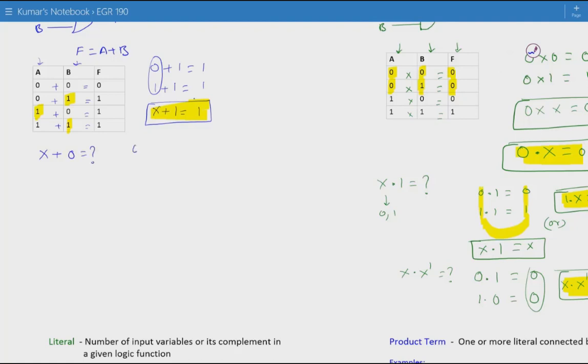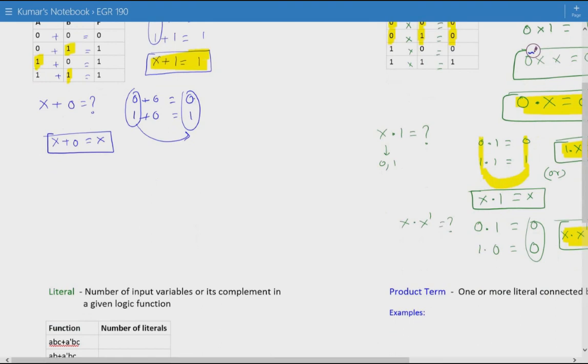So x could be a 0 or x could be a 1. Add these both to 0. Let's see, 0 plus 0 becomes 0, 1 plus 0 becomes 1. So when we add any number to a 0, that will be the same number. So the answer is x plus 0 becomes x. This is one property here.